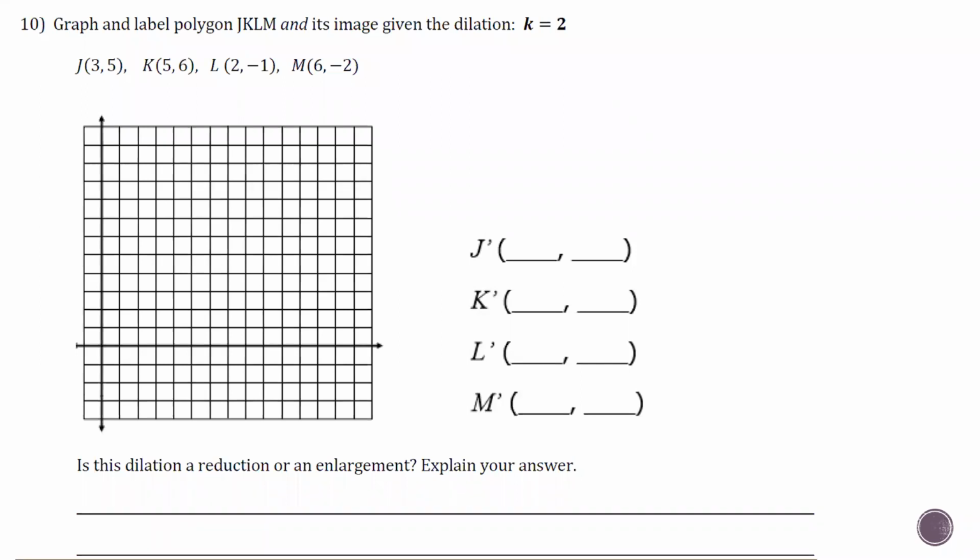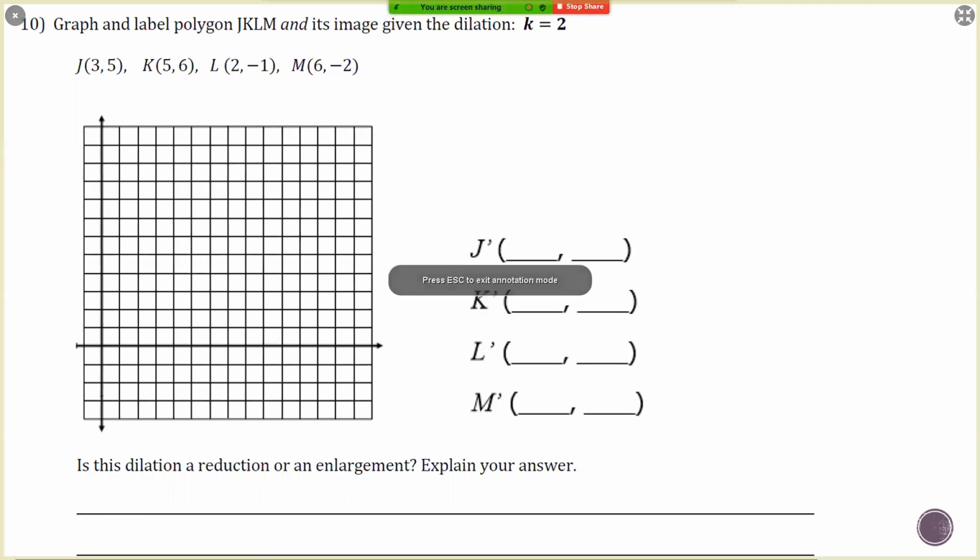So we're gonna graph them and then we're gonna label them. When I graph 3, 5, I'm starting at the origin, I'm going right 3, turning and going up 5. And that's where I'm gonna put my point. Once I place that point, I'm gonna go ahead and label it J because that's what I was told it was.